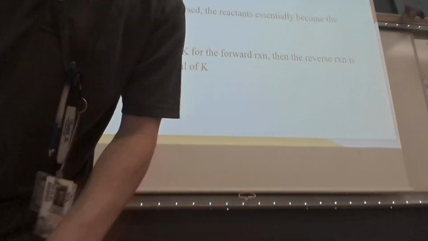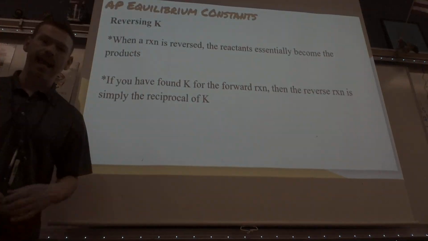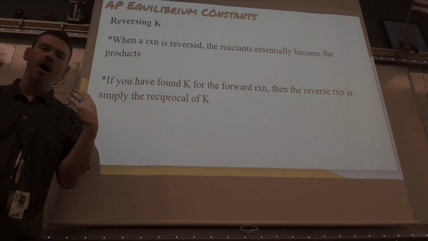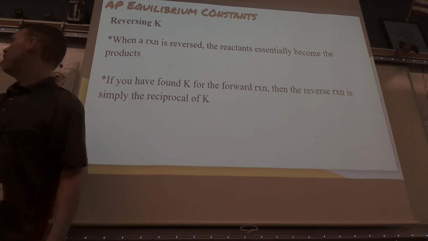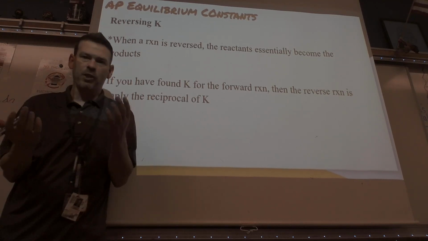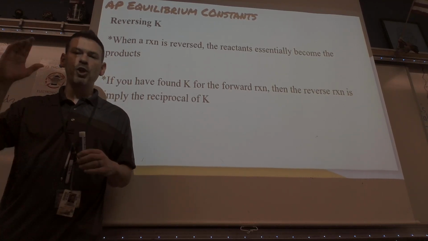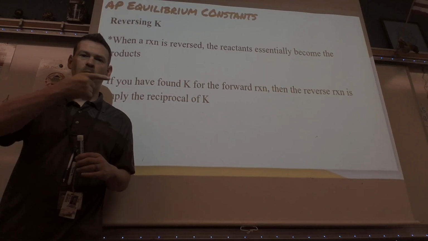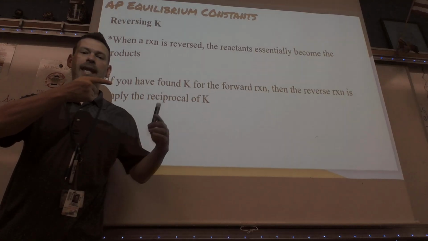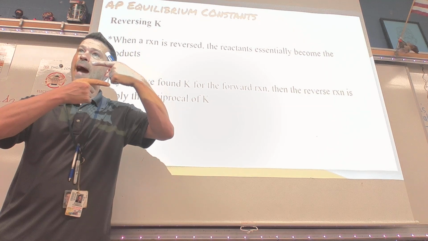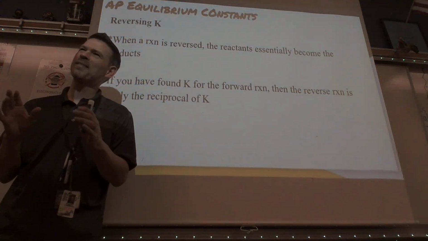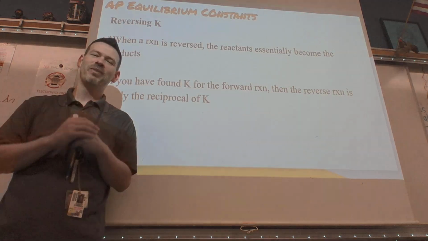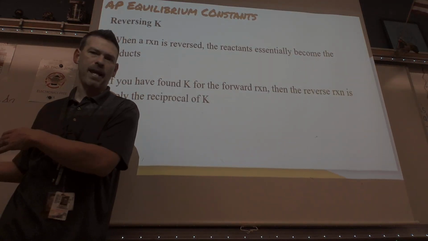They can ask you to find K of the opposite direction, of the reverse reaction. It would be a different K value. Here's what the trick is. It's really simple. If you know what the K value is for the way it's written forward, the K value for the way it's written backwards is just the reciprocal. Do you know what that word means? All right, where you flip the equation? It's the number 1 divided by the answer.